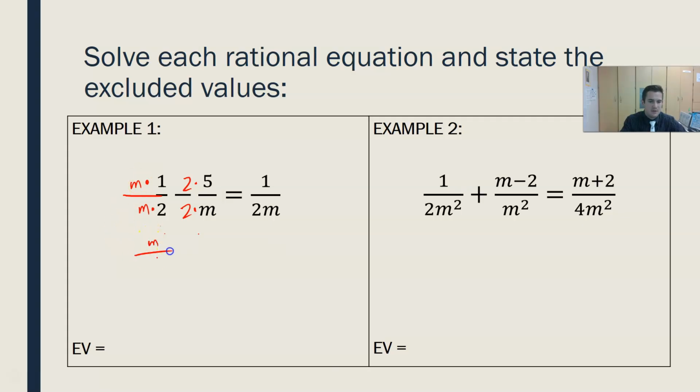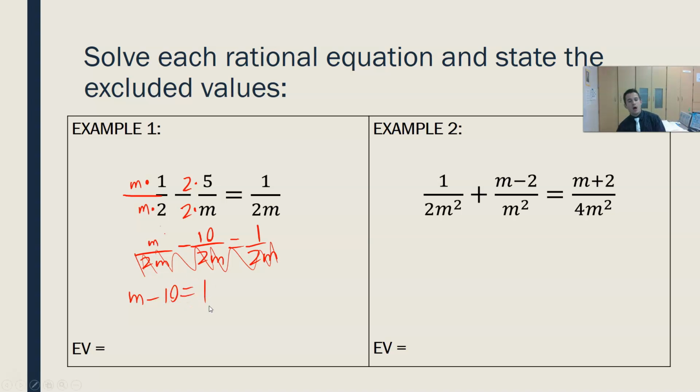m times 1 is m over 2m, minus 2 times 5 is 10 over 2m, equals 1 over 2m. So I have m over 2m minus 10 over 2m equals 1 over 2m. The handy thing with these rational equations is that when I have a common denominator in all of these rational expressions, I can ignore the denominator and just solve what's in the numerator, the top of these fractions. If I ignore the denominators here, I have m minus 10 equals 1.